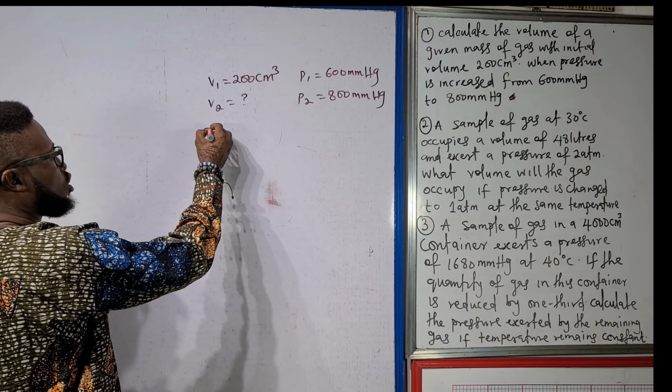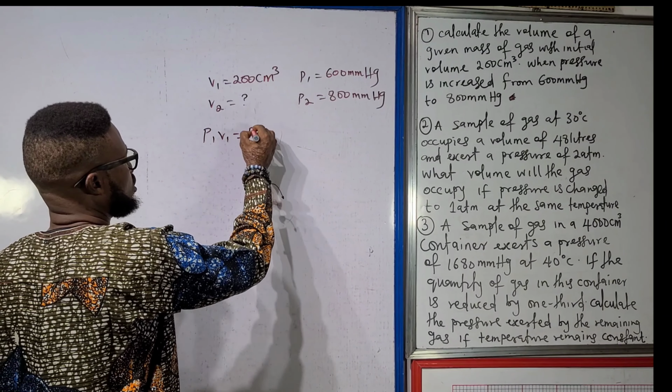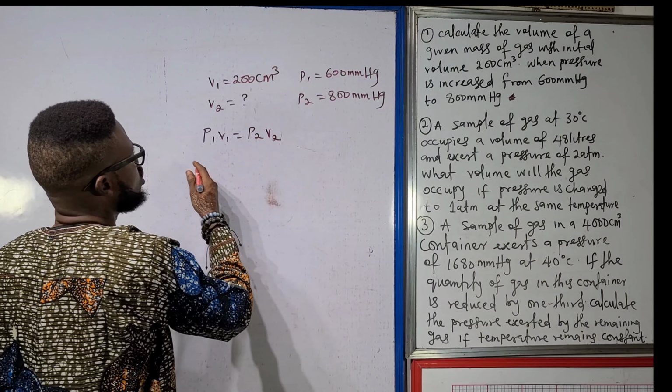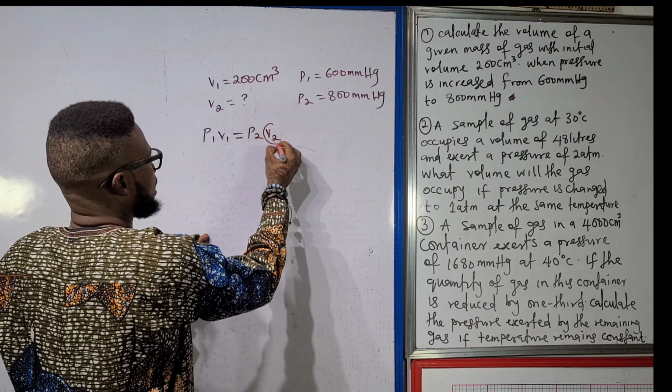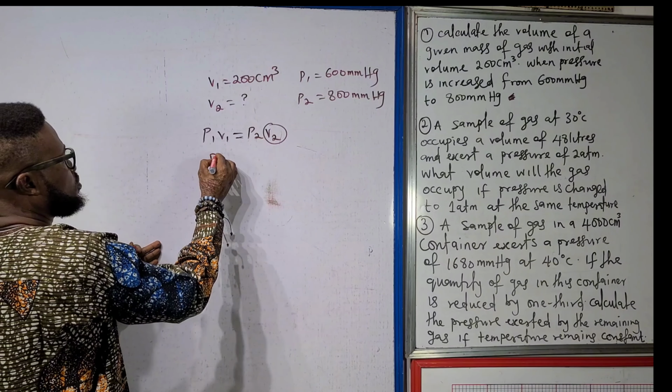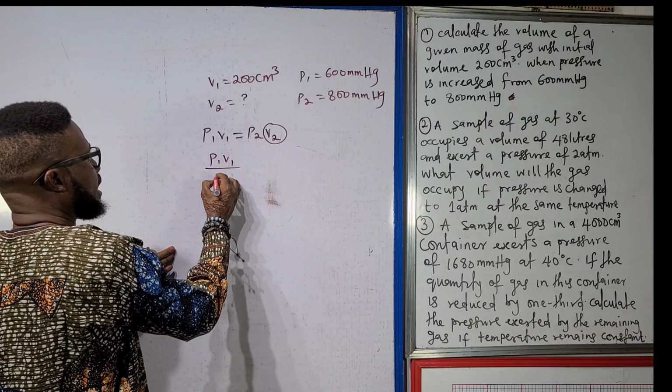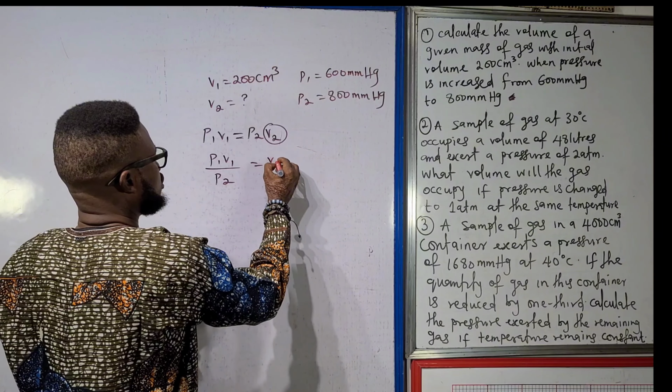Of course, you recall that P1 V1 equals P2 V2. So I am looking for my V2 here. If I try to make V2 the subject, P2 has to come here. So P1 V1 over P2 equals V2.